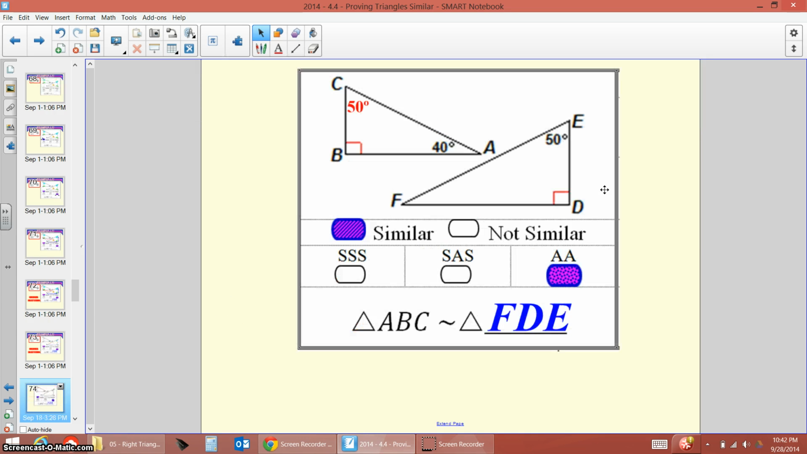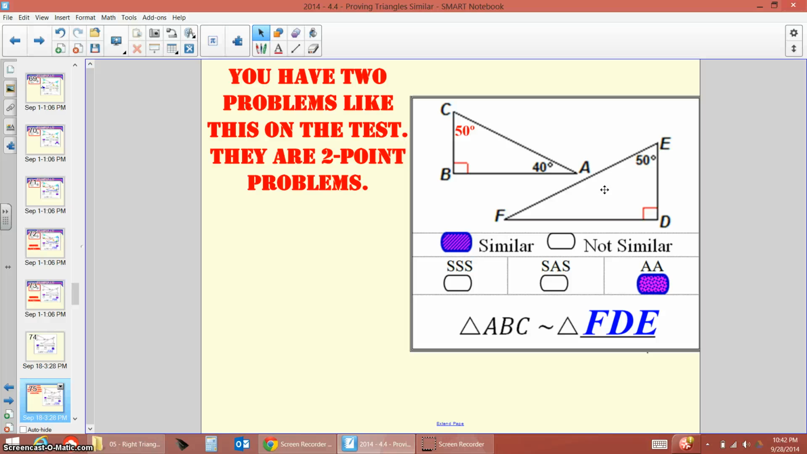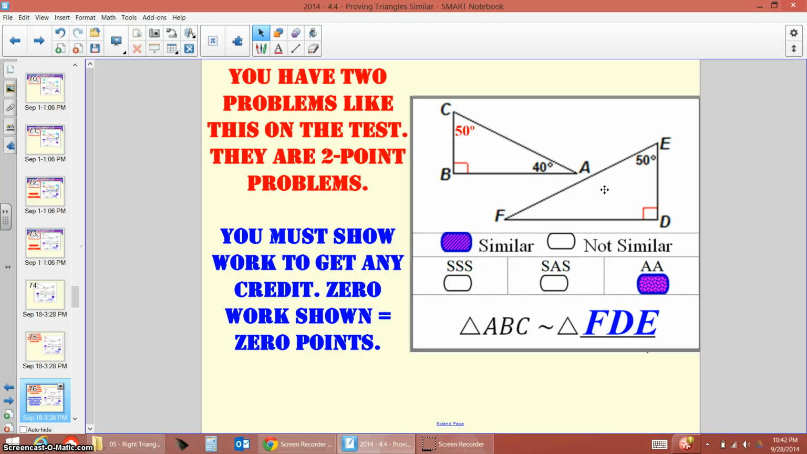So now we look at our angles. We look at our answer. This is what I should see on a test. Now, obviously, I'm going to want to see the work to how you found angle 50. Show your work. But you're going to have two problems like this on a test. They're 2-point problems, so they're worth quite a bit. And you must show all your work to get your credit. 0 work shown equals 0 points. You can't just guess similar at AA. I'm not going to take guesses.